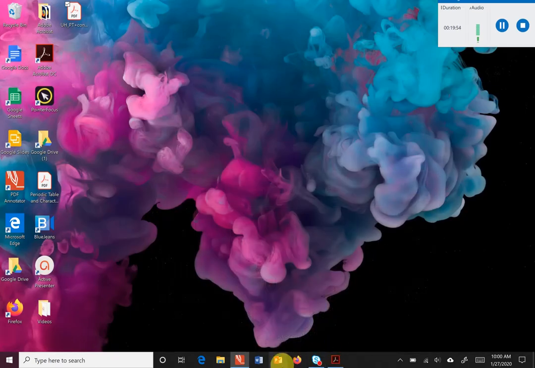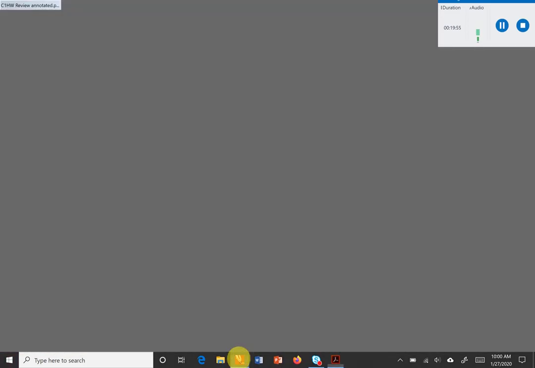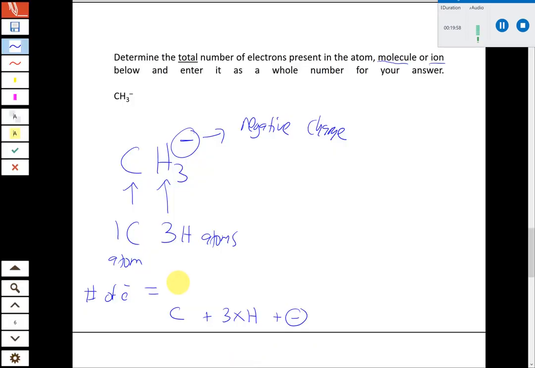And so that's going to give us the first two parts of that. So as I said, we're going to have 6 from carbon. 3 hydrogens are each going to have 1 electron. And then we have to also account for the negative charge. Because the whole thing has a negative charge, that means it has 1 extra electron, so we have to add 1 more. So the total number here would be 10 electrons for this ion, CH3-.